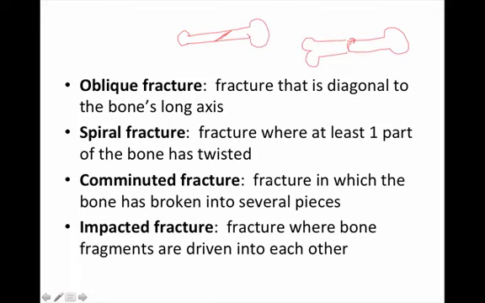A comminuted fracture is when the bone has broken in several places. If we look at this, it looks really sloppy like that. There's many different breaks on that bone. And an impacted fracture is a fracture where bone fragments are driven into each other. So if you can imagine, we have a break in this fashion, and parts of that bone are driven into the other parts. So a very traumatic type of injury. Those are the types of fractures that you want to know about.